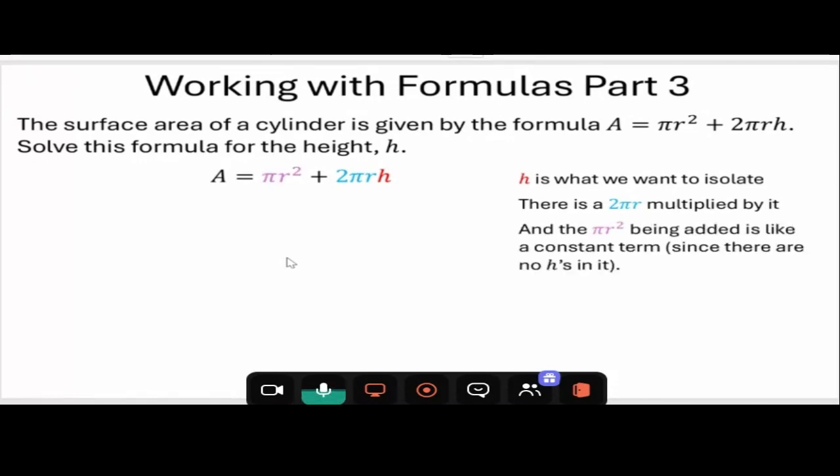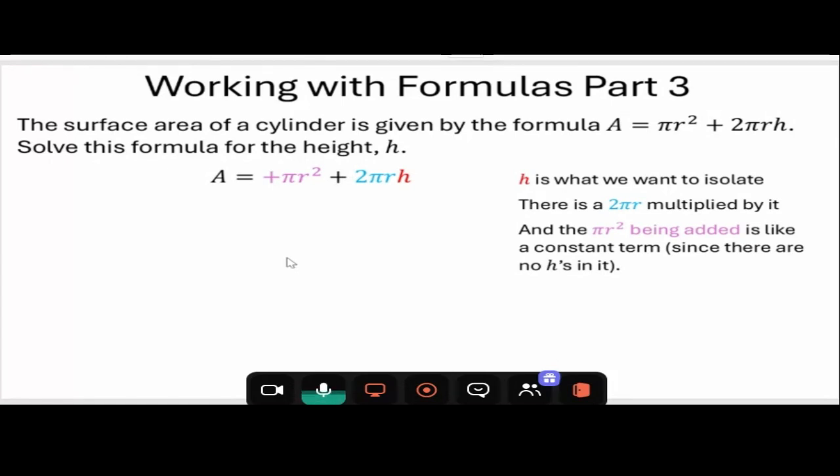And then we have a constant term. Now, there's an r in it, so in that sense, it's not a constant term. But in terms of isolating h, the pi r squared is just like a constant term. It doesn't have any h's in it, right? So that's what we've got to deal with first. That is being added, which we are too lazy to write, but remind ourselves there's actually a plus sign in front of that term if we haven't written it.